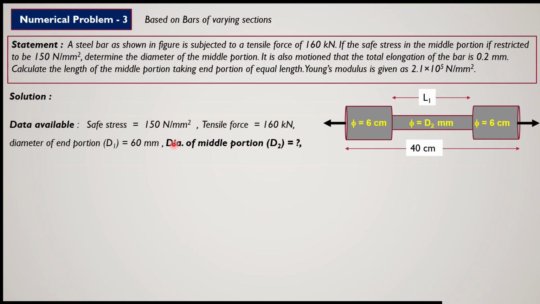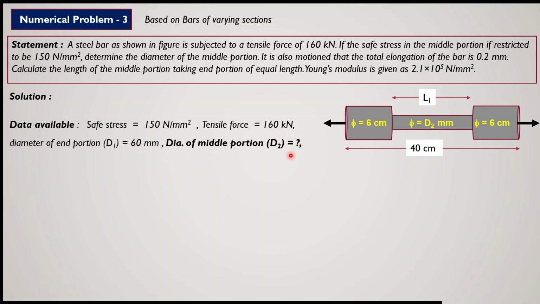So first of all, again, same methodology, data available. Safe stress is given as 150 Newton per millimeter square. This safe stress is for the middle section. Tensile force, which you see in this black color, that means tensile force is an outward force. It is 160 kilonewton. Diameter of end portion is 6 centimeter. We have converted into millimeter because we will be taking the same unit throughout the numerical problem to avoid any type of error. So let us consider D1 is the diameter.